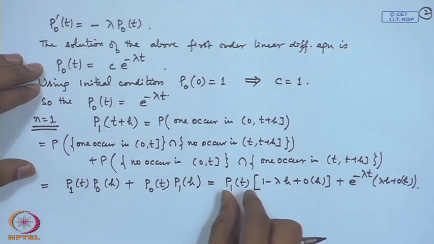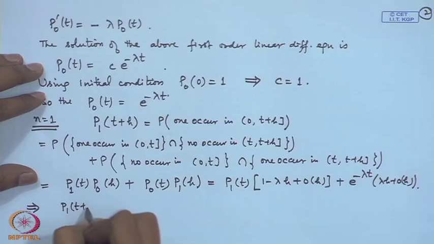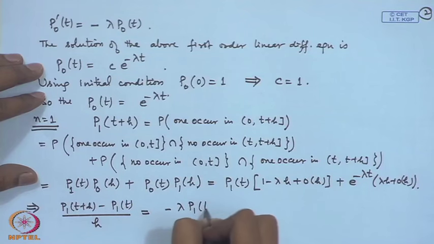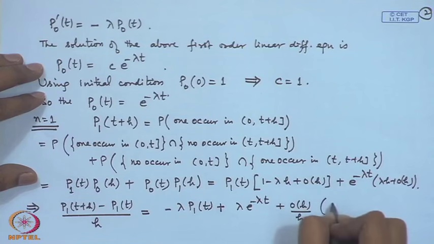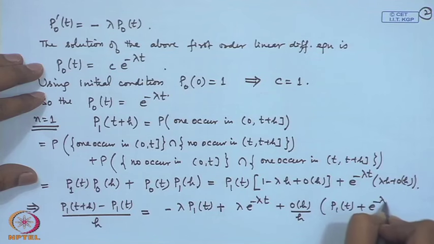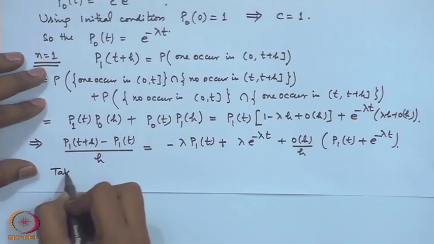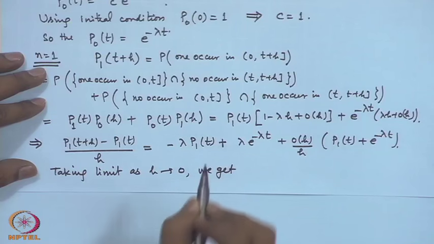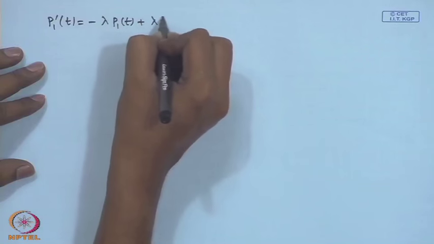To set up the differential equation, we take the term p1(t) to the left hand side and divide by h. So, we get p1(t+h) minus p1(t) divided by h, that is equal to minus lambda p1(t) plus lambda e to the power minus lambda t plus o(h) by h times p1(t) plus e to the power minus lambda t. So, again if I take the limit as h tends to 0, we will get the first order differential equation p1'(t) is equal to minus lambda p1(t) plus lambda e to the power minus lambda t.